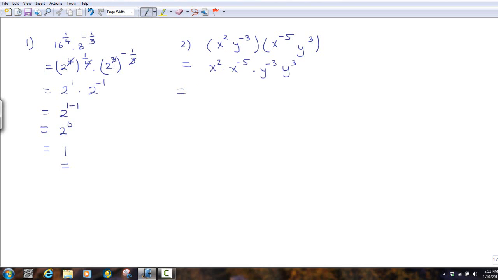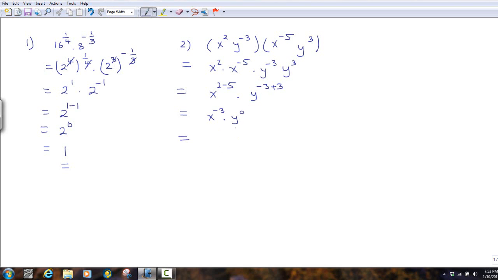So now we can combine the terms of x and we can combine the terms of y. So x squared times x to the negative 5 is x to the 2 minus 5 times y to the negative 3 times y cube is y to the negative 3 plus 3. Okay, and this is equal to x to the 2 minus 5 is negative 3 times y to the negative 3 plus 3 is y to the 0.